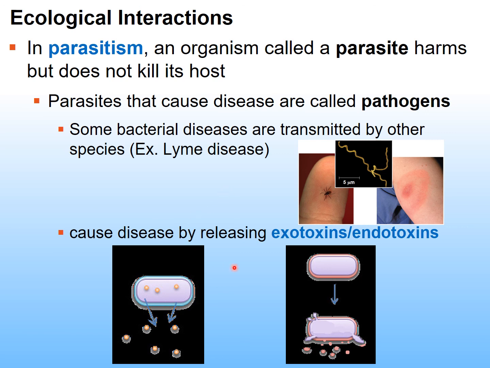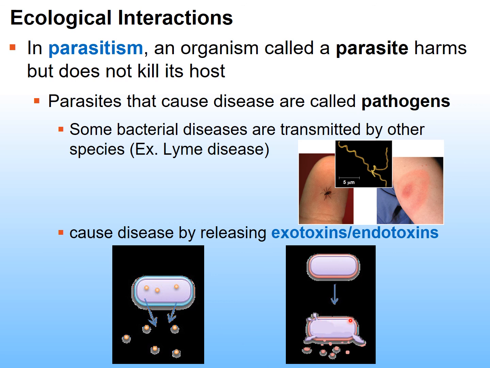Now, a lot of them cause disease by releasing toxins, and there are two types of toxins. There's what's called exotoxins and endotoxins. Exotoxins are released by living cells. So if you can imagine from General Biology 1, remember you've got these vesicles that are going to release contents of them. So that's the same idea. It's a living cell that's actually releasing this, usually an enzyme or protein or some other chemical that causes the damage to the host.